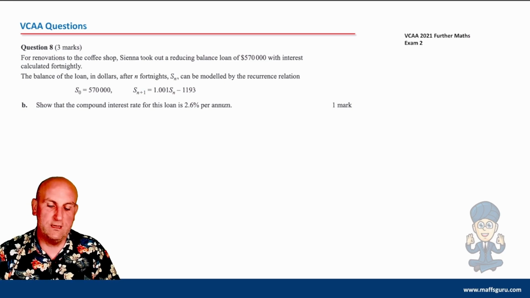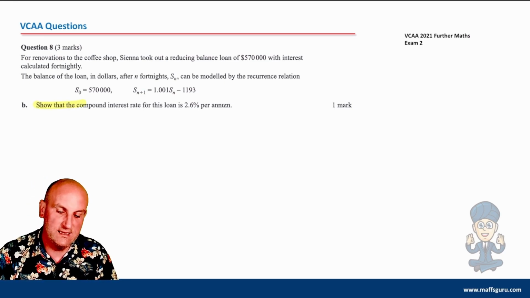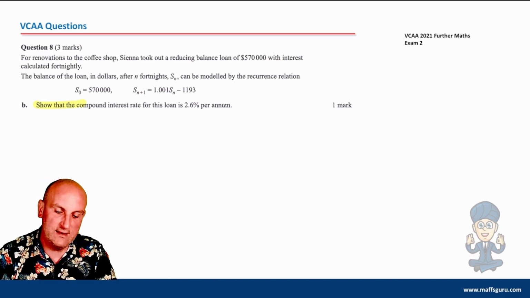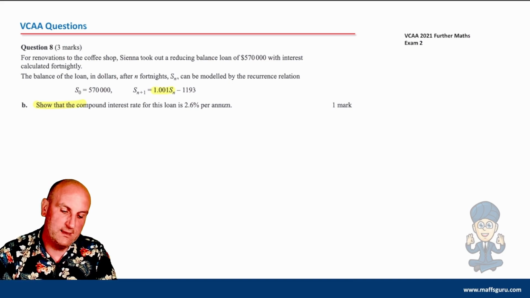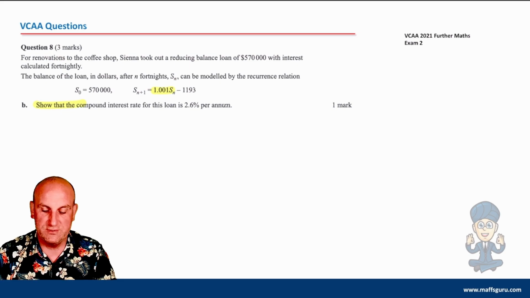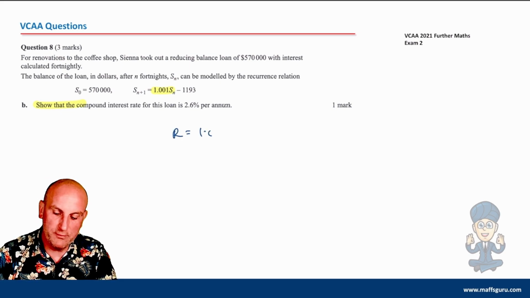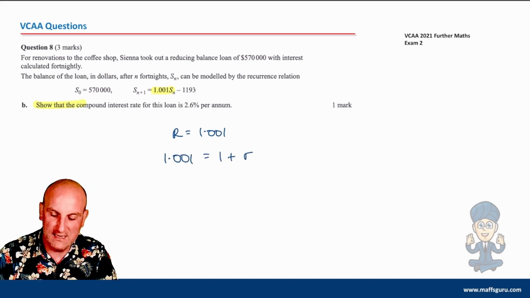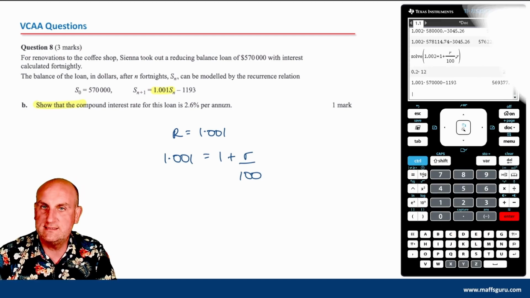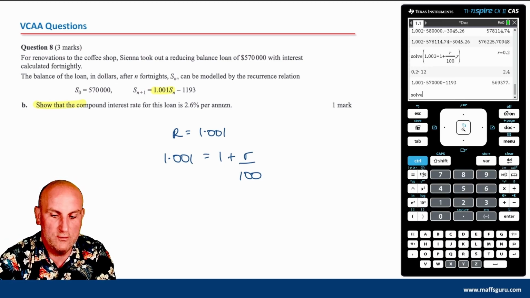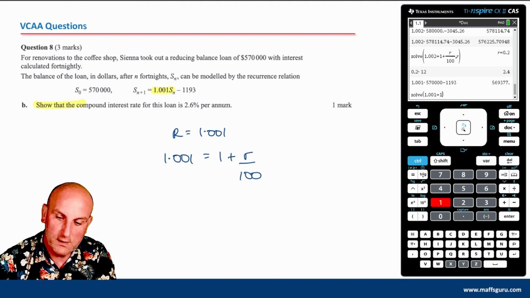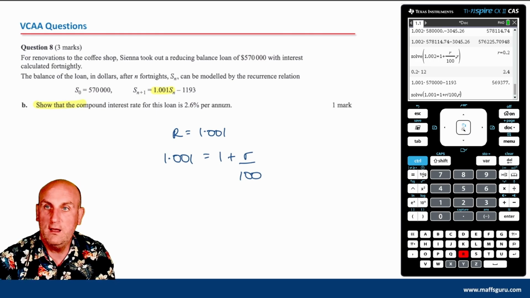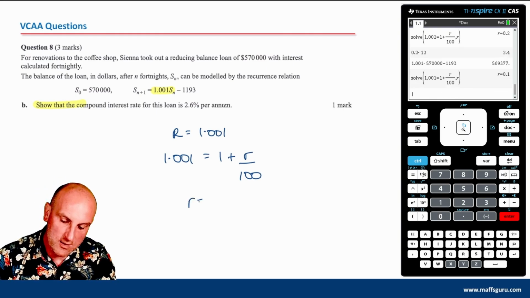Show that the compound interest rate for this loan is 2.6%. Again, show that. In this situation, you have to show your working out. All right? Now, how would I do that? Well, I've said a moment ago that we know that there is my fortnightly interest rate. So we know that capital R is 1.001. So I'm now going to do 1.001 equals 1 plus little r on 100. Put that into my calculator. I'm going to solve. 1.001 equals 1 plus little r divided by 100, comma r. Hit enter, gives me a little r of 0.1%.